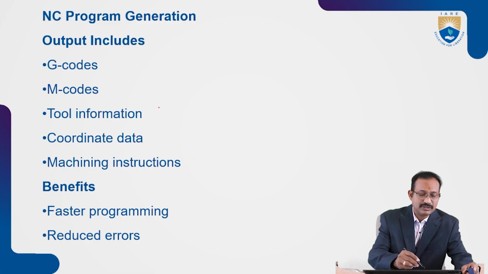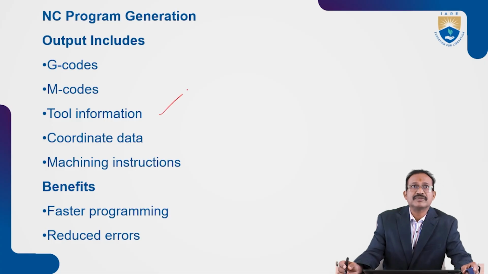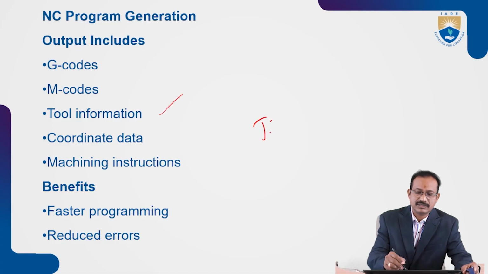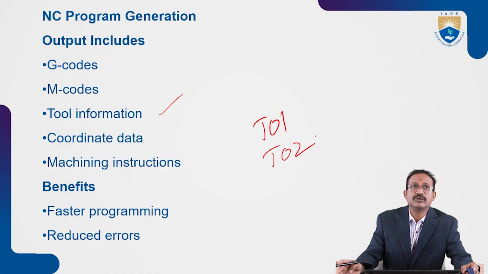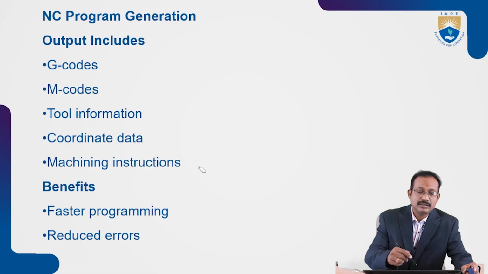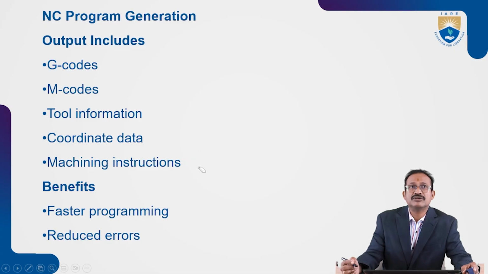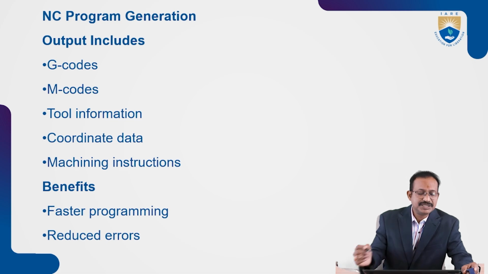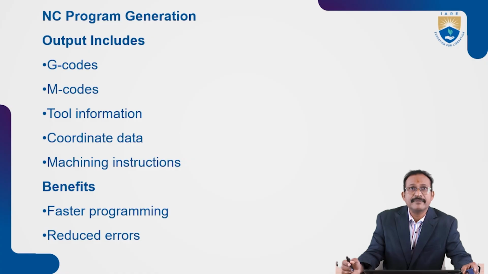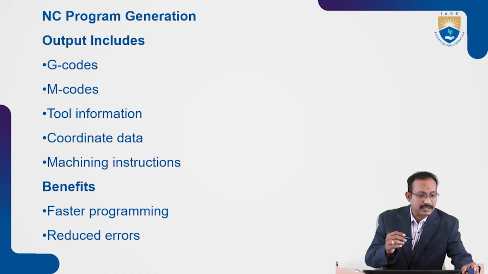Next one, tool information. That means whether tool 1 is in operation or tool 2 is in operation. And coordinate data, whether it is absolute system or relative system, and where the tool is with reference to some point. And machining instructions. What are the benefits? Faster programming, reduced errors.